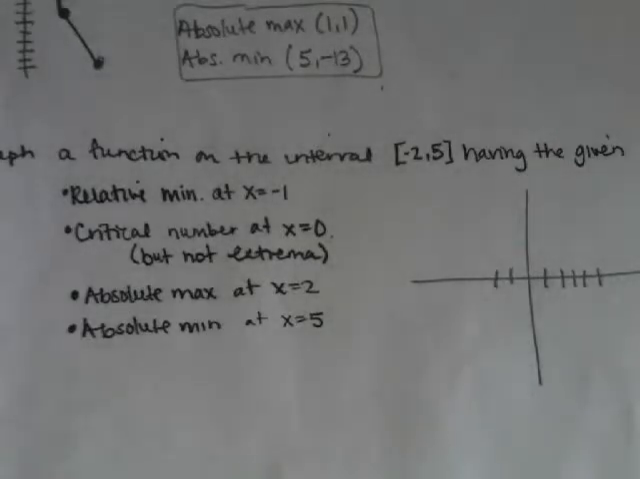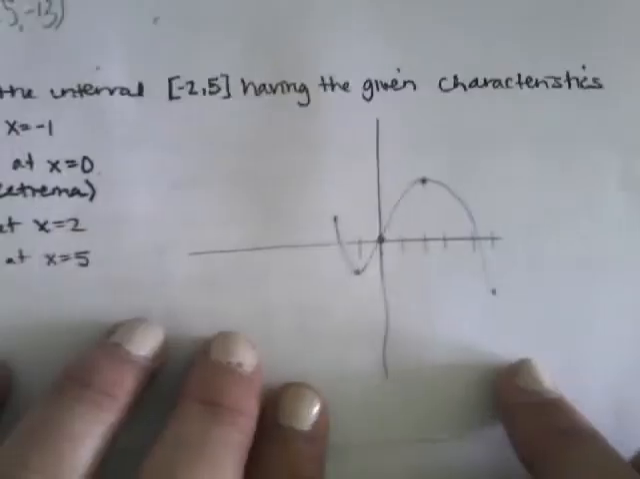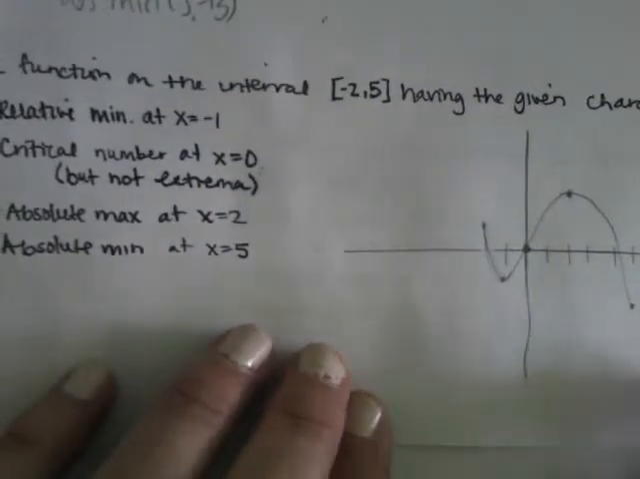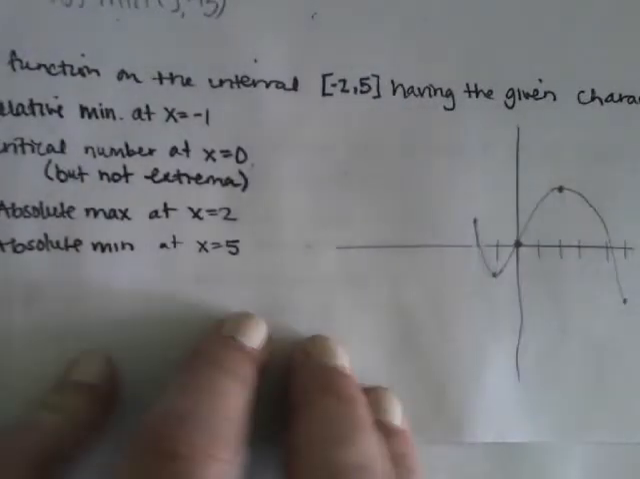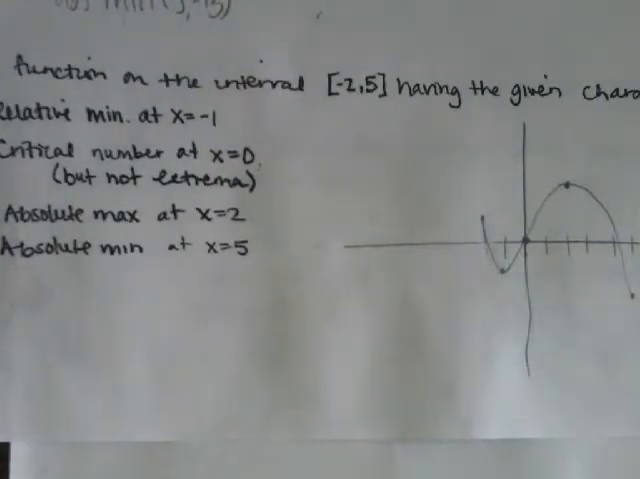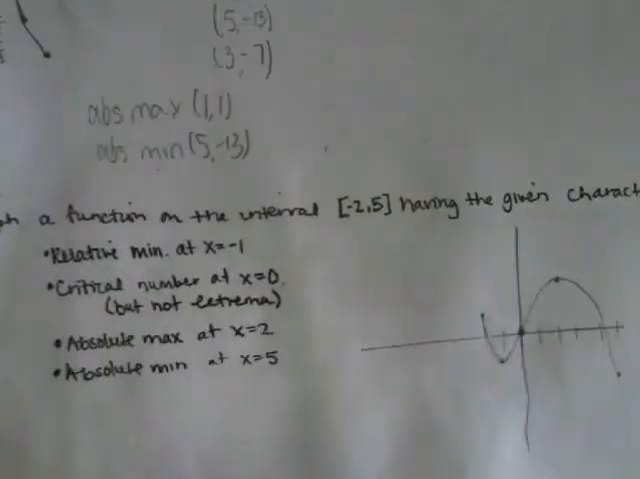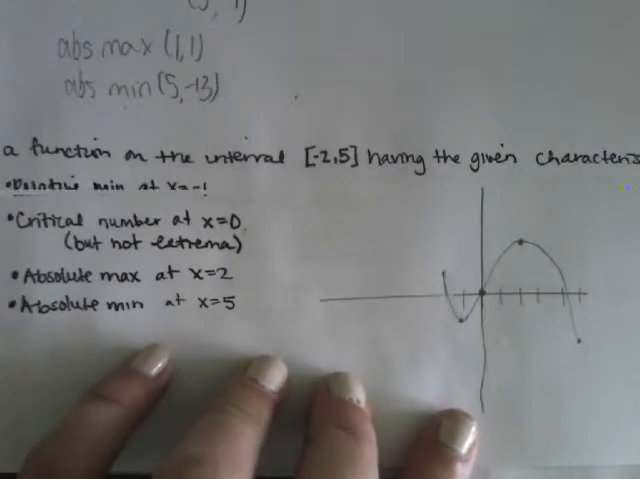Right, let's see what we think about, I don't know whose this is, but go through the checklist. Is this yours, Bryce? Does he have a relative minimum at -1? Yes. Does he have a critical number at 0, but not an extrema? No. So a critical number would suggest that the slope is either 0 or undefined there.